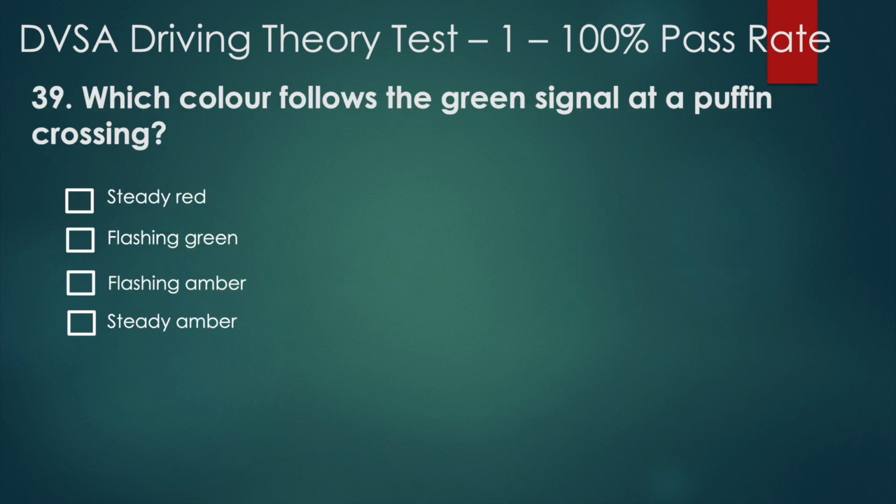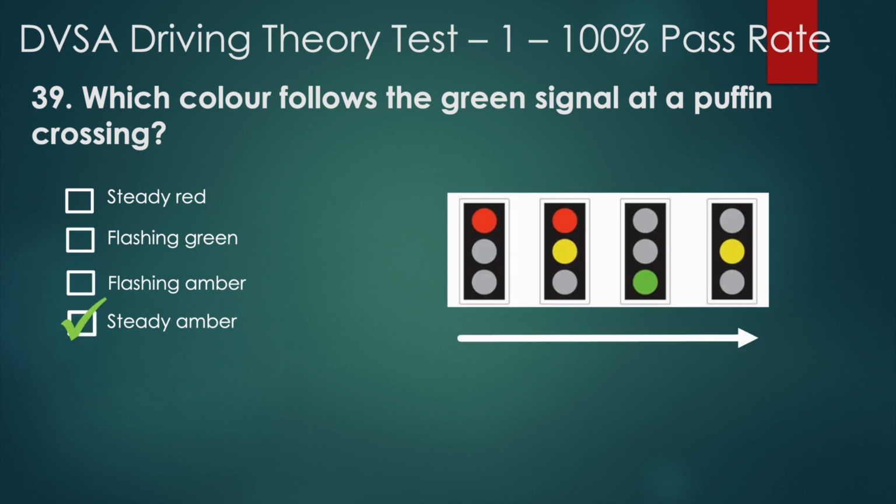39. Which color follows the green signal at a puffin crossing? A. A steady red. B. Flashing green. C. Flashing amber. D. Steady amber. And the answer is D.